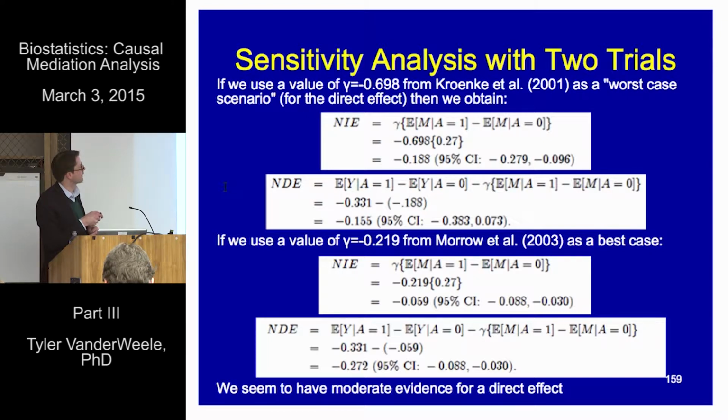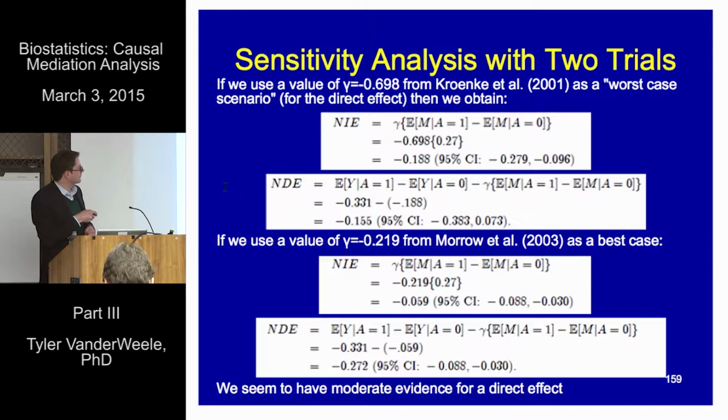So if we begin with that as a worst case scenario for the direct effect, from the Cronky et al. study, which was the larger effect size, then using our results from before, the natural indirect effects: the effect of the exposure on the mediator, in our actual trial, was a 27 percentage point increase in the likelihood of using an antidepressant. Our effect of the mediator on the outcome was about a 0.7 standard deviation reduction in depressive symptoms. And so that gives us a natural indirect effect of minus 1.88. Confidence interval minus 2.8 to minus 0.09.